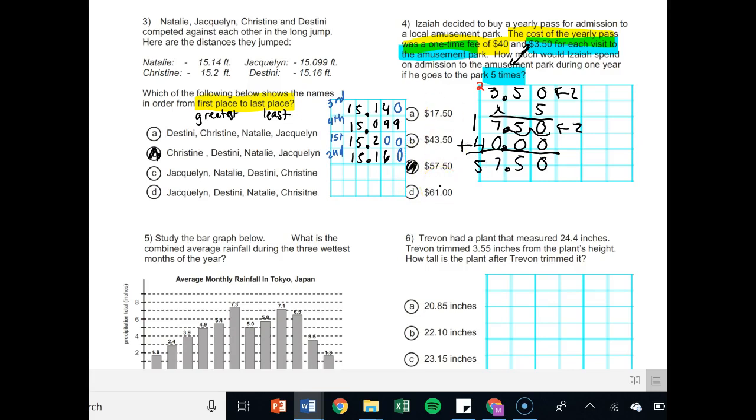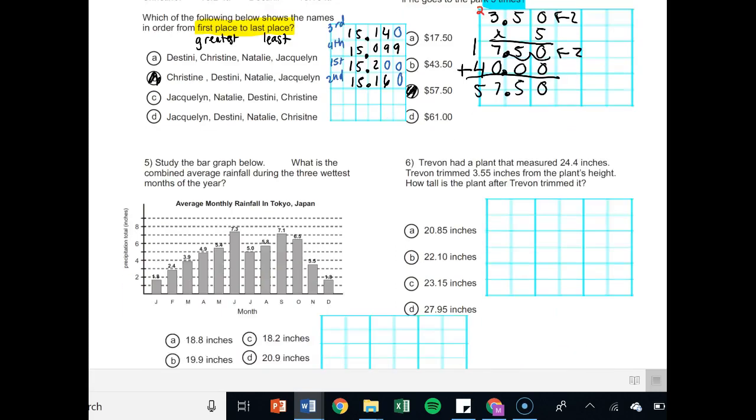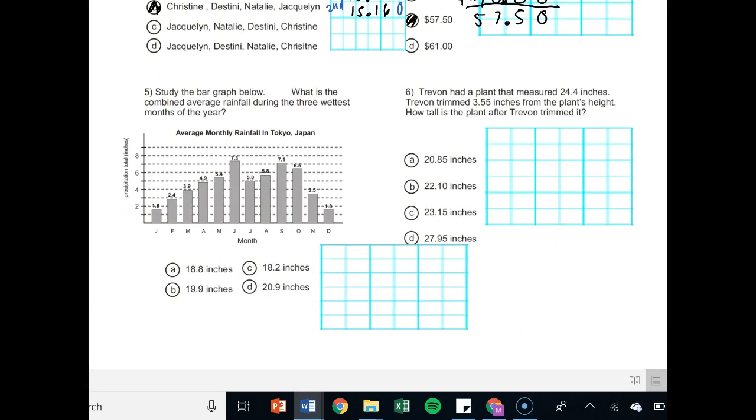This was a two-step problem. You will definitely see two-step problems tomorrow on your quiz, right? So I would write down two-step problem and make sure you understand how to do that. Number 5, I'm going to let you do on your own. It says combined average. We know combined means addition, right? And then number 6, I'm going to let you do on your own.